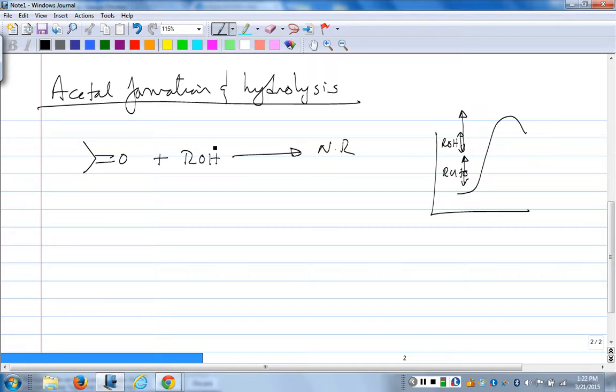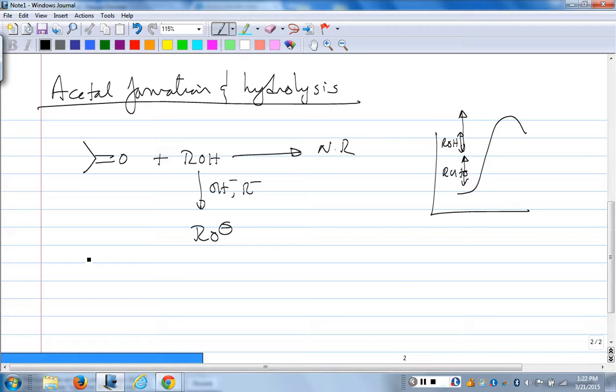Well, alcohols are nucleophiles, and the way I could make this alcohol more nucleophilic is to deprotonate it with some base or the other, OH minus, maybe R minus, it doesn't really matter, some base, and generate RO minus, which is actually a much stronger nucleophile than the alcohol.